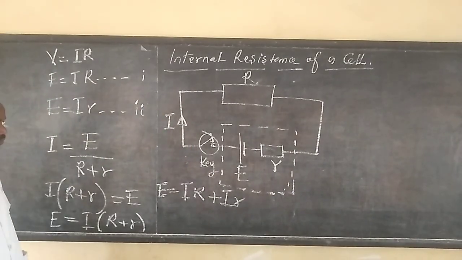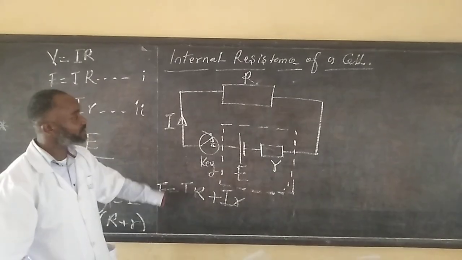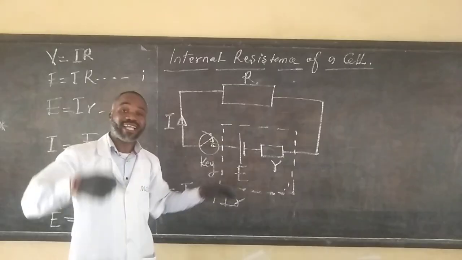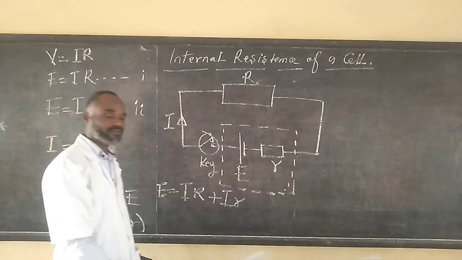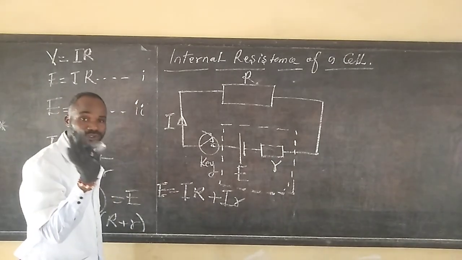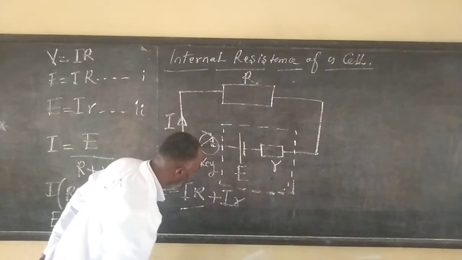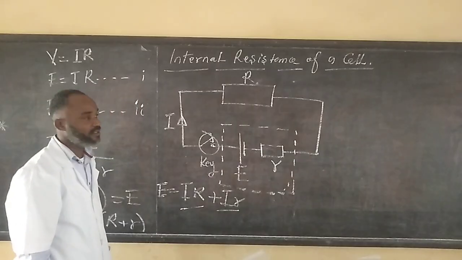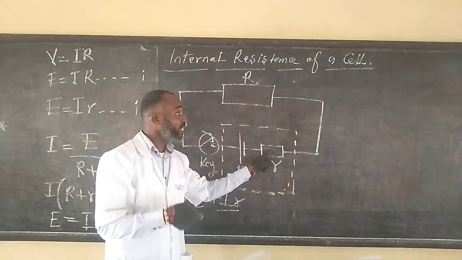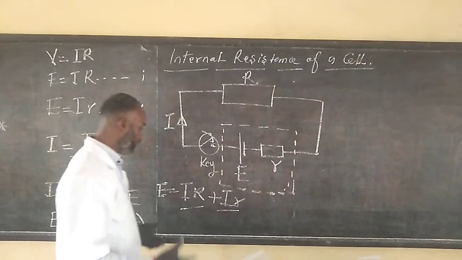So with this, we have now come to the point where we understand what happens across the external resistance and what happens across the internal resistance, which happens right inside the cell. Our interest now lies on two things: the external resistance and the internal resistance. The internal resistance happens right inside the cell, and the external resistance is the external load to the circuit or to the cell.